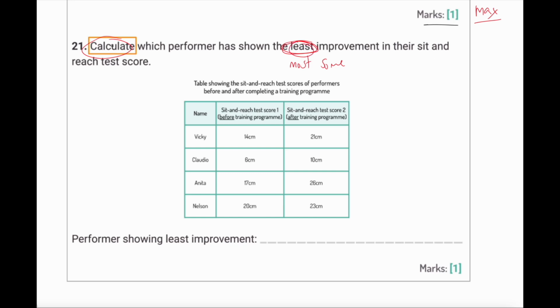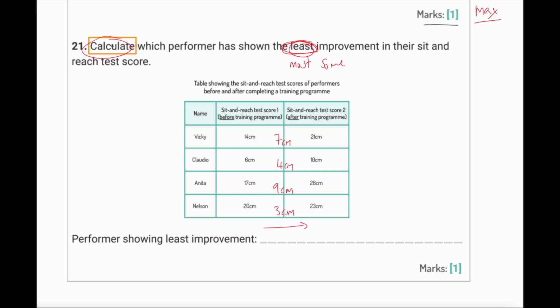Can you notice how everyone can do addition and subtraction? So the person that loses the mark is the one that doesn't consider the question. So we got Vicky, she's got a difference of 7 centimeters. We've got Claudio, he's made a difference of 4 centimeters. We got Anita, she's gone nuts, she's got a difference of 9 centimeters. And Nelson, bless him, he's made progression of 3 centimeters from first test to second test.